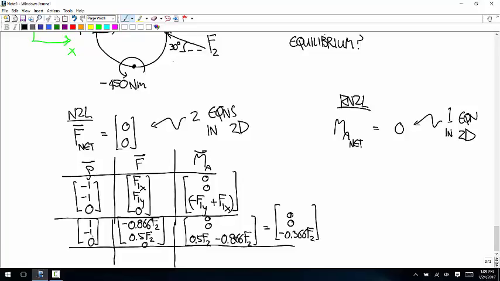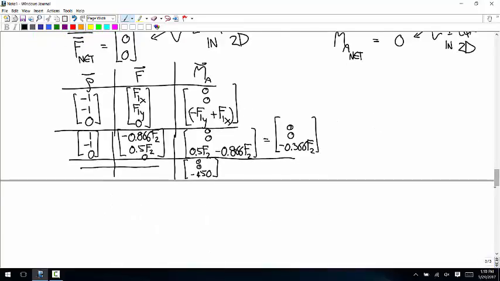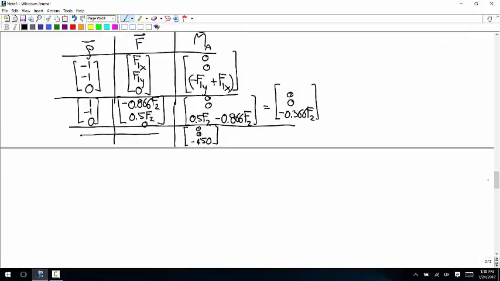And then the last one is the couple. We don't care about the r vector or the force. The way that rotation is shown is in the positive z direction. This says that it's negative relative to that requirement. So that's going to be a couple of 0, 0, negative 450. Any questions about that?